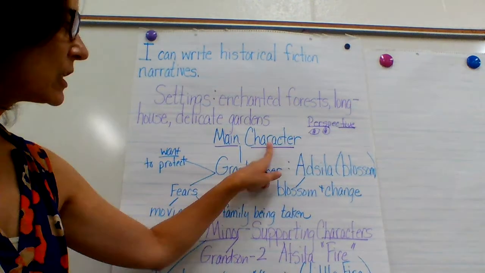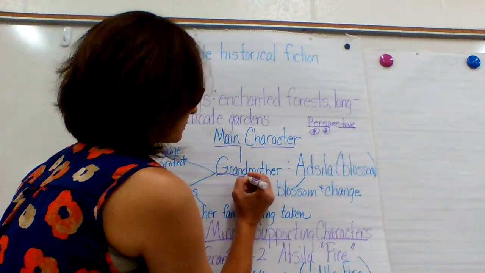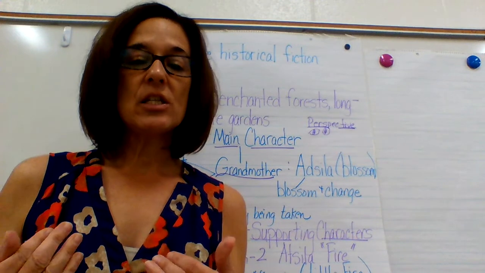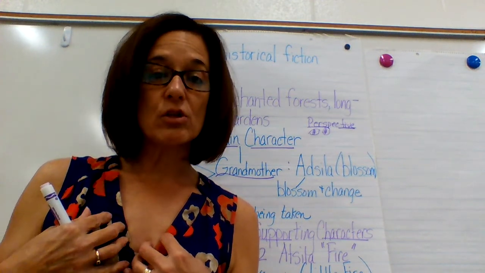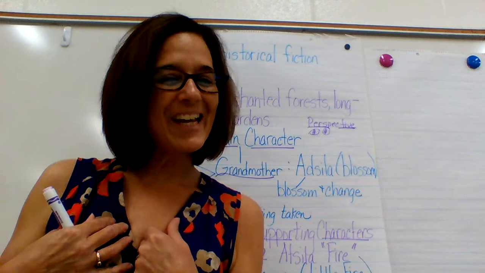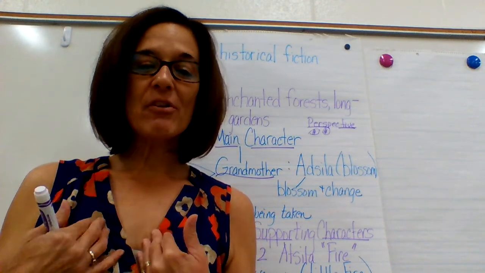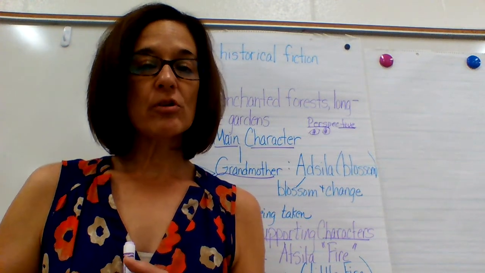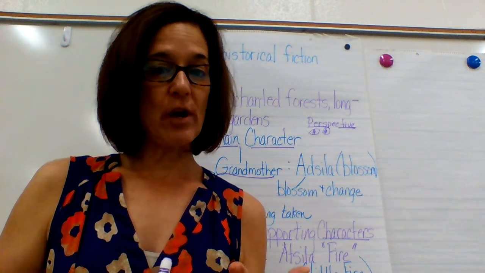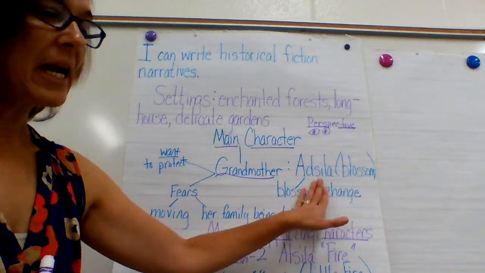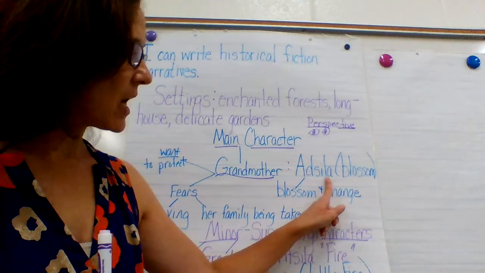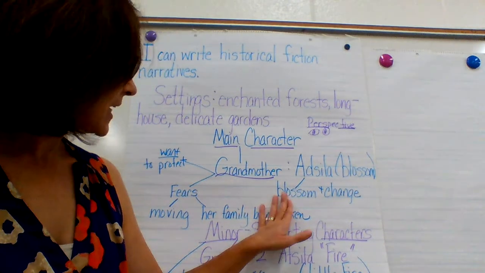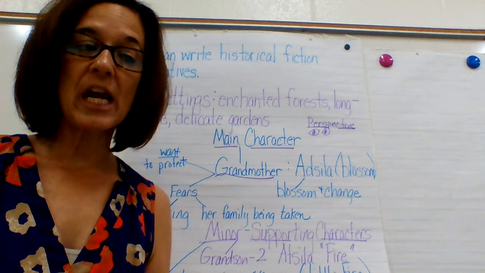So in my story, my main character is going to be a grandmother. Often in stories, it's easier if you make the main character your age, because you know someone your age really well, right? And I'm a grandmother, so I know grandmothers really well. So I'm choosing my main character to be my age. And my main character's name is going to be Adsila. That means blossom, because my main character is going to blossom and change.